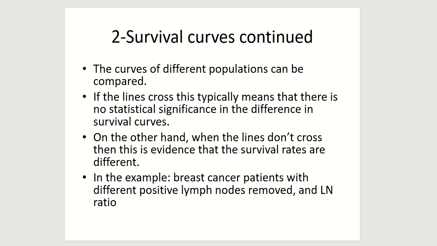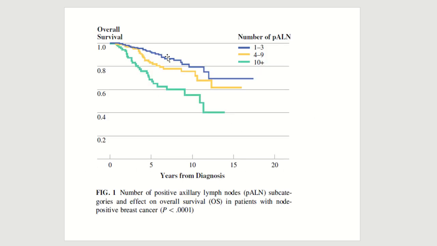So this is an example of three survival curves, and the difference between the three is the number of positive axillary lymph nodes. Those with 1 to 3, those with 4 to 9, and those with 10 plus. And the survival time goes from 0 all the way to 20 years. You can see that the green one, those with many positive lymph nodes, is dropping much faster than the other two. It's not crossing much with the other two, and therefore you can declare that there is statistical significance between this survival curve and the other survival curves.